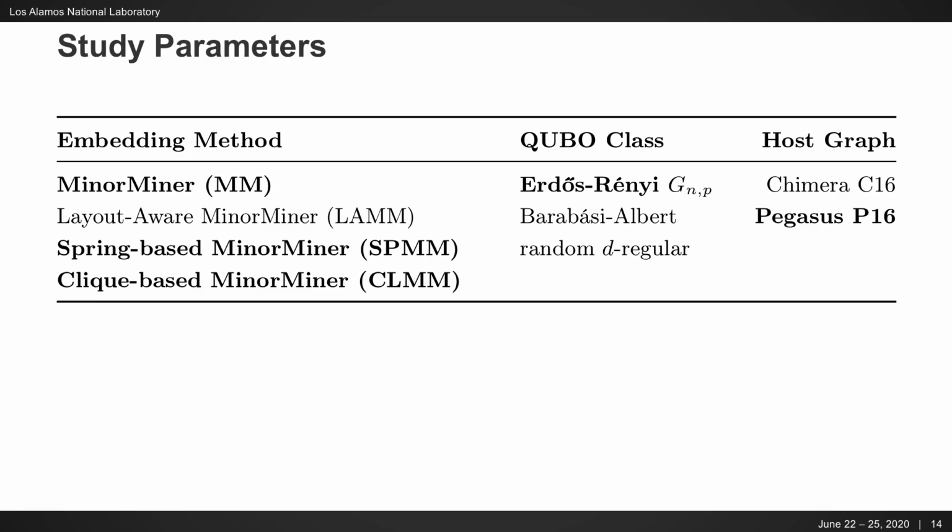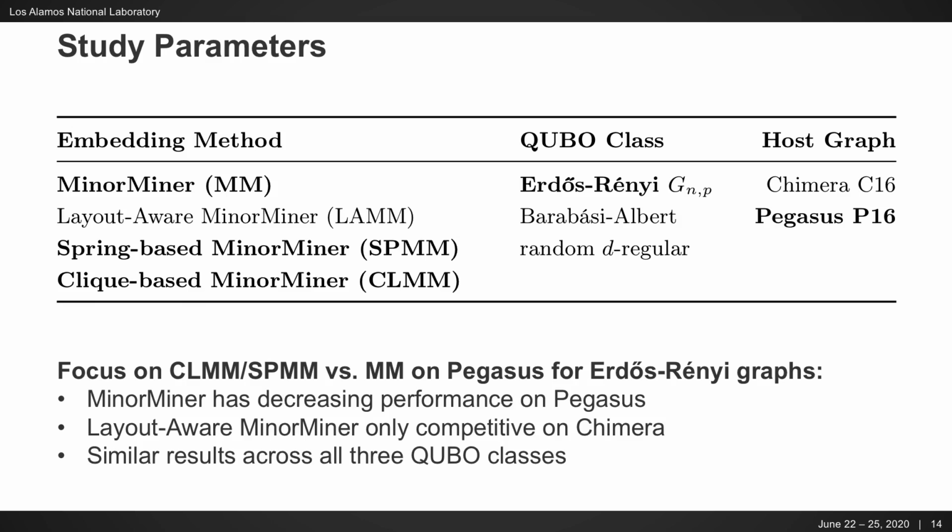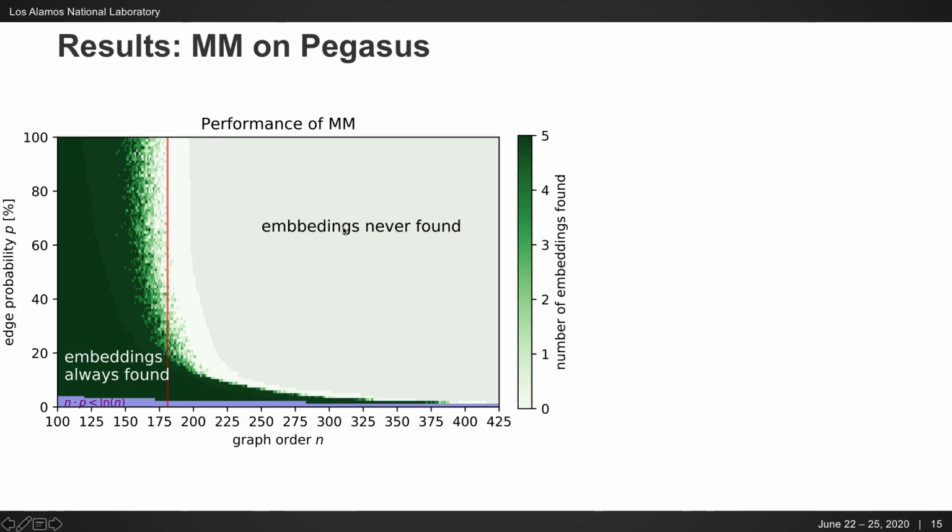So MinorMiner is known to work comparatively well on Chimera, but no longer on Pegasus. And that's why we focus on Pegasus, because these next generation topologies will have a need for better embedding methods. We also focus on Erdős-Rényi graphs, but the results are similar across these three types of graphs. We leave away layout-aware MinorMiner because it's only competitive on Chimera.